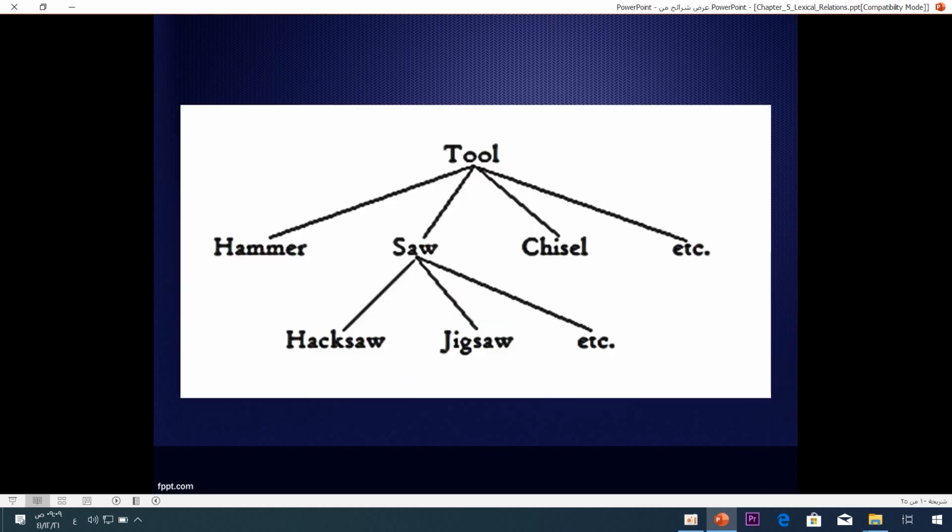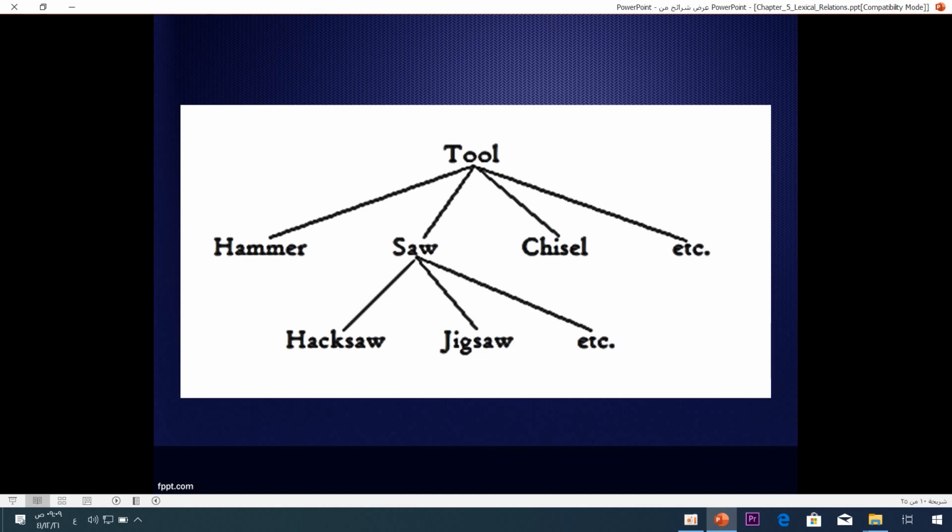Okay, there are more examples to clarify this. When we say hammer, saw, chisel, anvil, nail, etc., all these are hyponyms of tools. We can say building tools. الشاكوش، المطرقه، الزميل، كريك، مسطرين، كل تلك تتبع أدوات تستخدم في البناء.